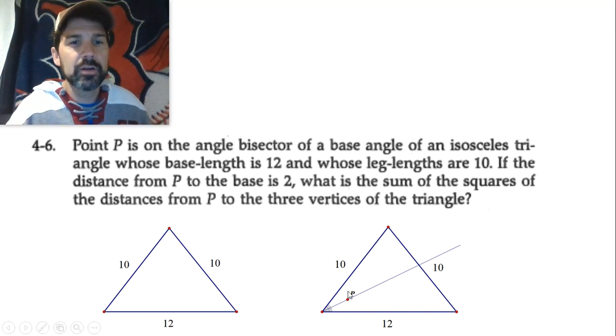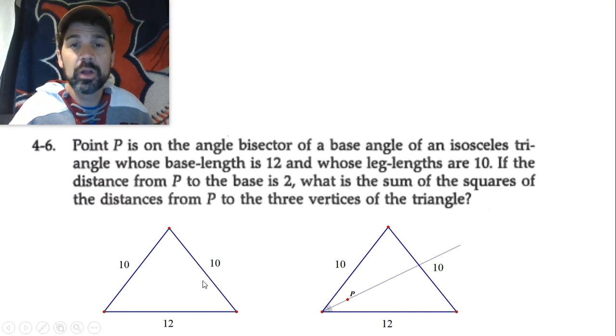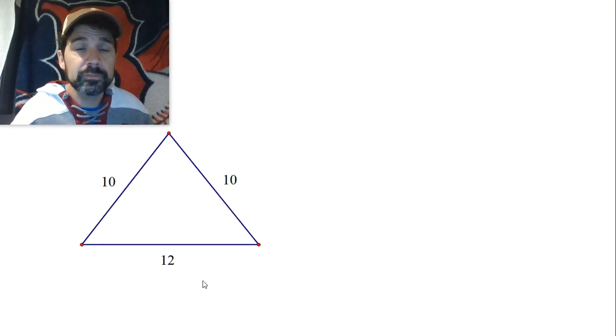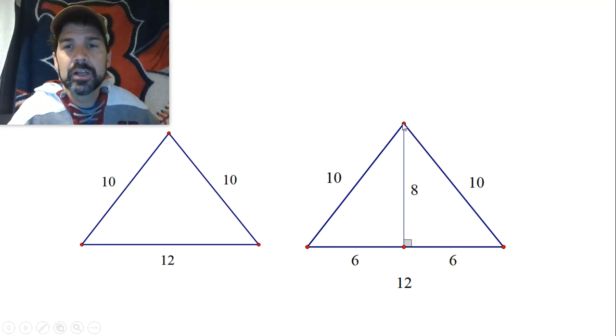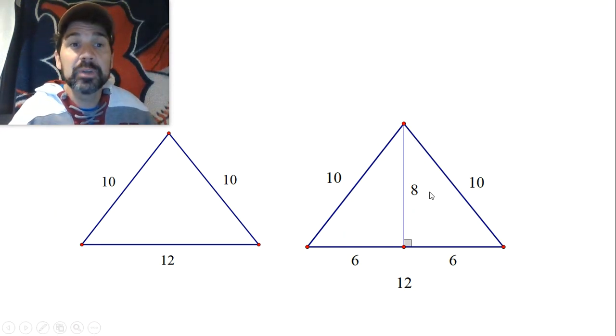Now, when you first see a problem like this, think about your geometry and what you learned. All right, so let's think about isosceles triangles. When it comes to an isosceles triangle, one thing you should remember is that if you drop an altitude down, it will split it into 2 congruent right triangles.